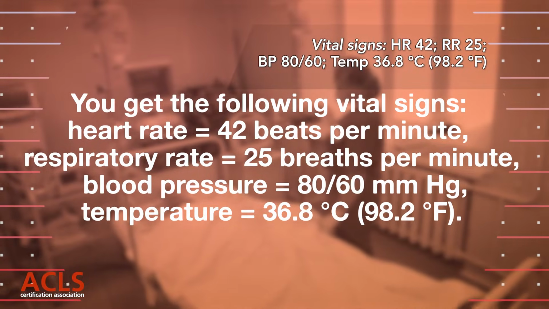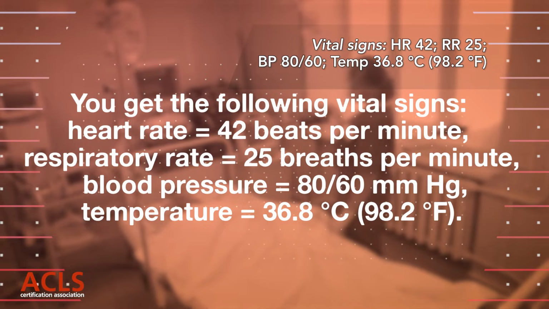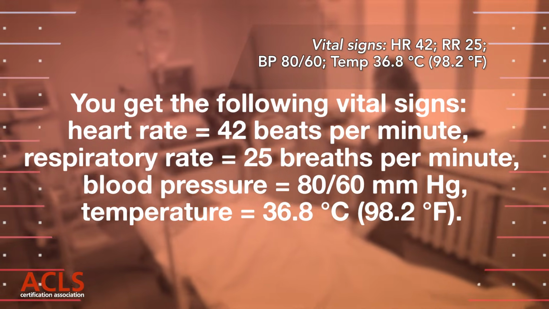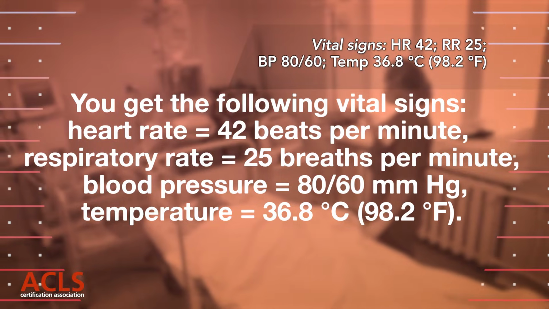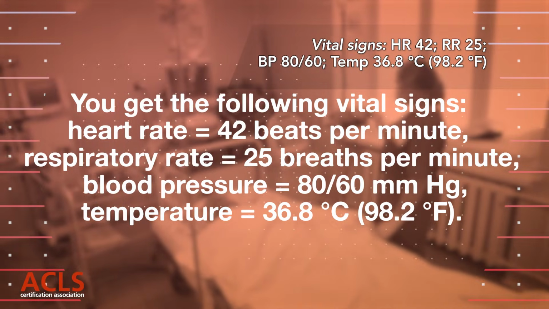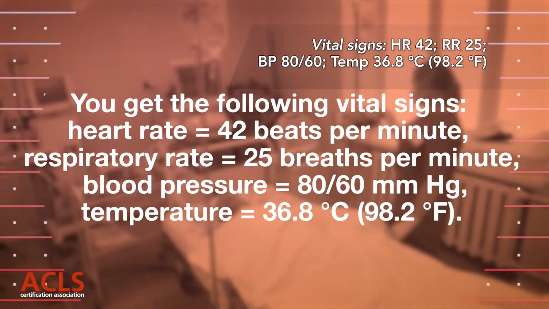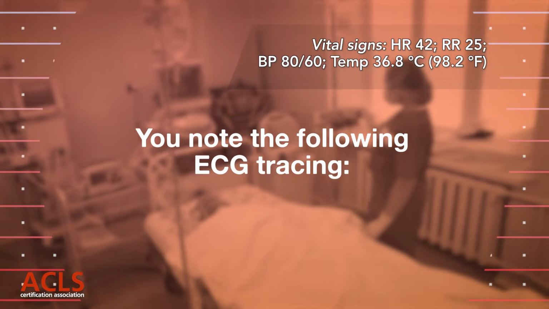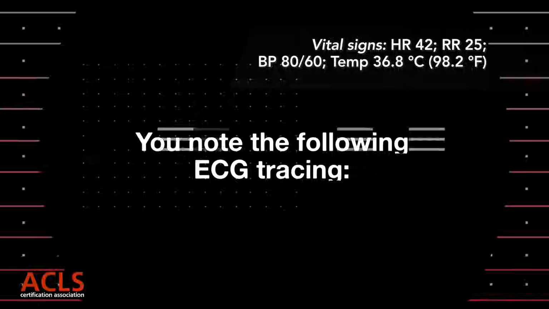Heart rate equals 42 beats per minute. Respiratory rate equals 25 breaths per minute. Blood pressure equals 80/60 millimeters of mercury. Temperature equals 36.8 degrees Celsius. You note the following ECG tracing.